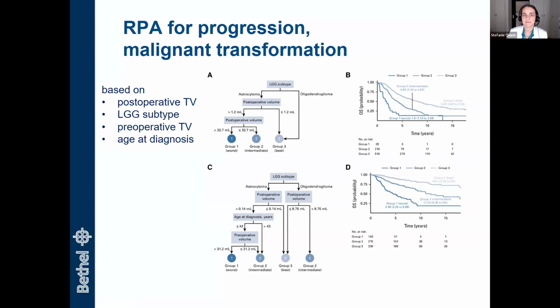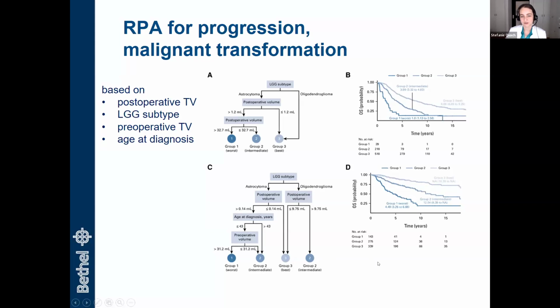If you look at time to malignant transformation, that is transformation from grade 2 to grade 3 or 4, it again depends on the post-operative volume, and also astrocytoma being more likely to progress than oligodendroglioma. And interestingly, the preoperative volume and also age at diagnosis come into play here, with age at diagnosis of less than 43 years having a worse prognosis, considering risk of malignant transformation.